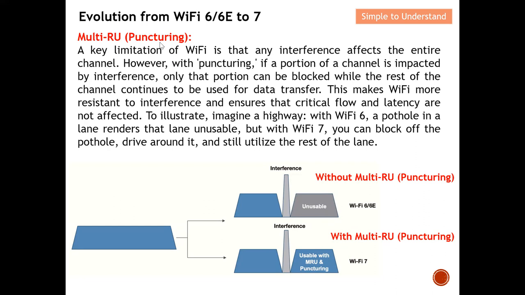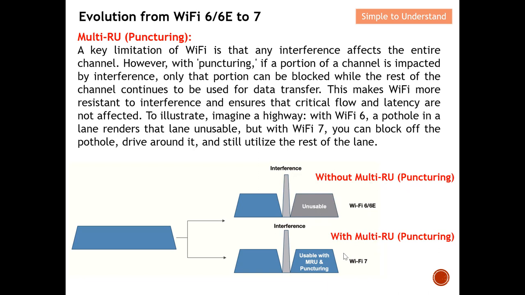The key thing is that with this kind of feature, you can actually reuse this bandwidth. Without this multiple RU punching, the bandwidth becomes a waste, because just having interference over here, the rest of the bandwidth will not be able to be utilized. So this is all the case for Wi-Fi 4, Wi-Fi 5, Wi-Fi 6, etc. These are all features without multiple RU punching.